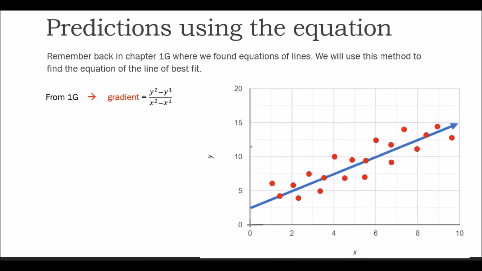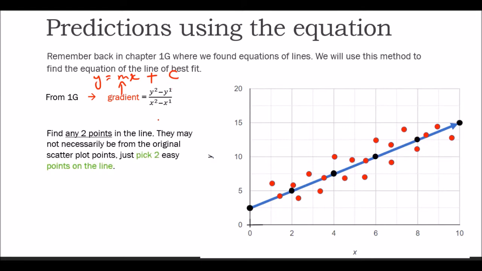So what you need to do is remember back in the previous chapter, 1G, we learnt about finding the gradient, which is this formula. So you need to first start by finding the gradient. To find the gradient, we use the formula y2 minus y1 divided by x2 minus x1. Gradient in my formula is this. Remember, y equals mx plus c. That's this, the gradient, m.